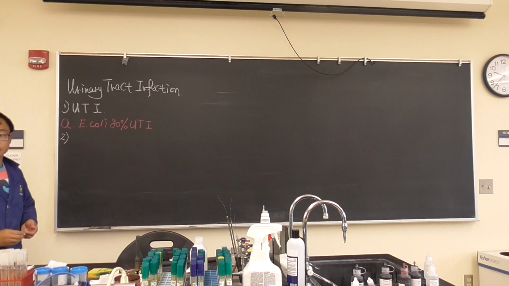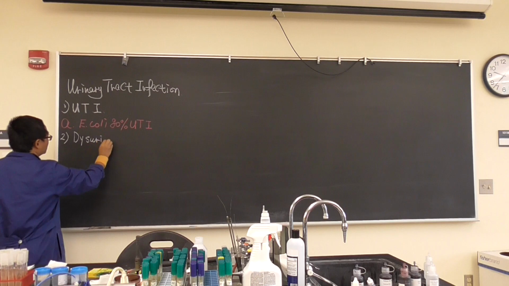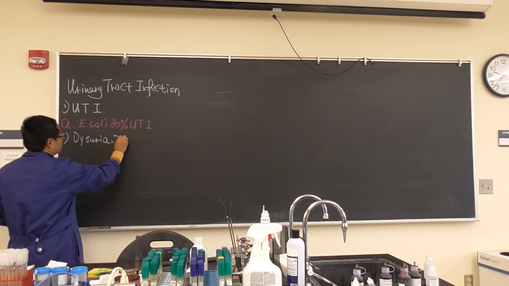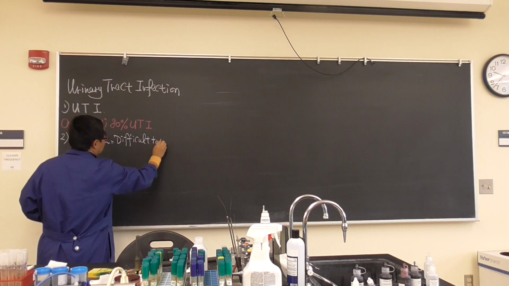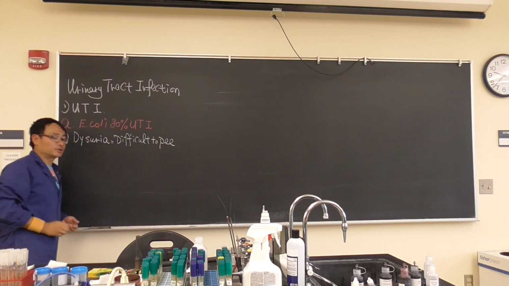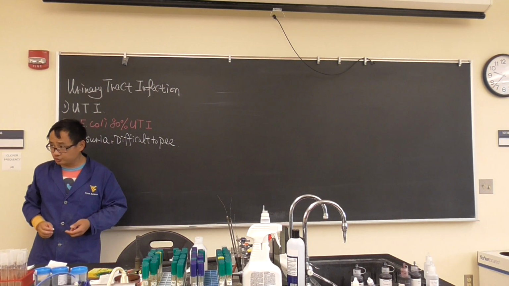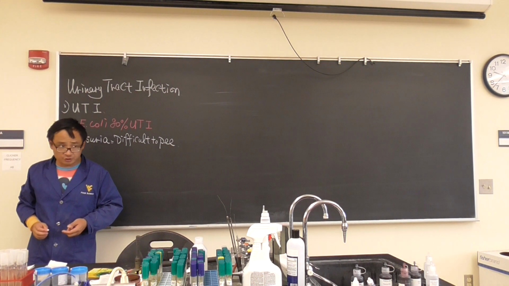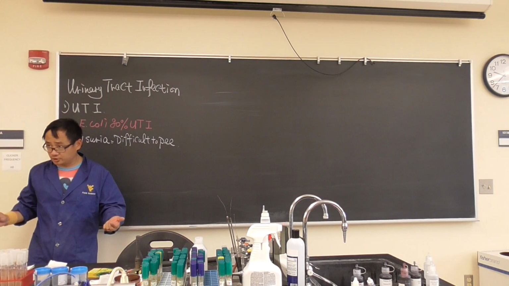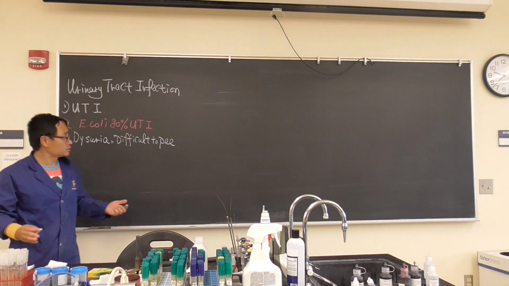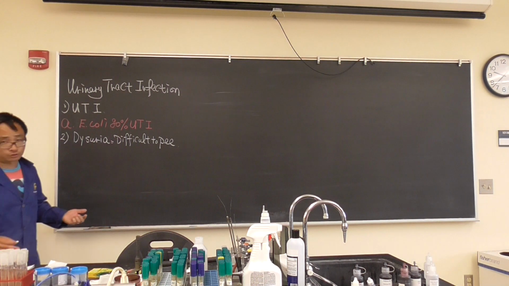Okay, the second question, what are the symptoms? The symptom is very simple, called dysuria. What does dysuria mean? Difficult to pee. You have a burning feeling during urination, you have frequency going to the restroom, and you never feel that your pee is ending. All kinds of abnormal situations when you go to the restroom. This is called dysuria. The terminology simply says difficult to pee.